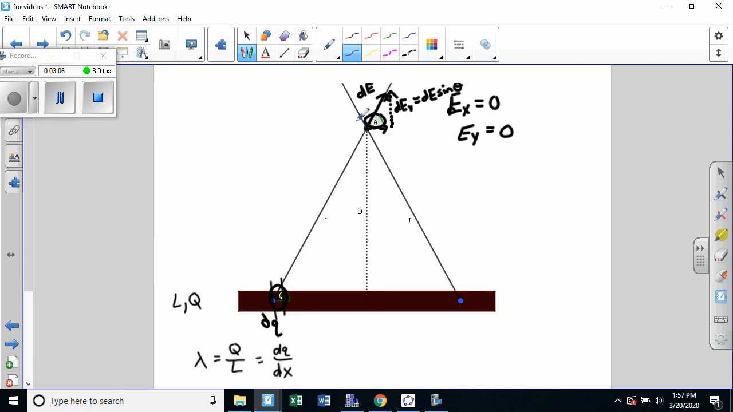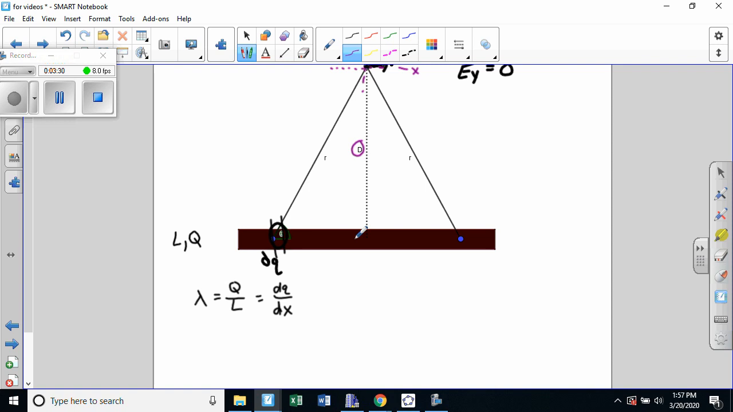First thing we want to do in each of these problems is put the origin of your coordinate system at the point P. So if this is my coordinate system, there's my x, there's my y. Well, the y distance for every one of these charges is going to be capital D, right? So that's not changing for any of the dq's. The y distance is capital D. But for each of my dq's, the x is different.